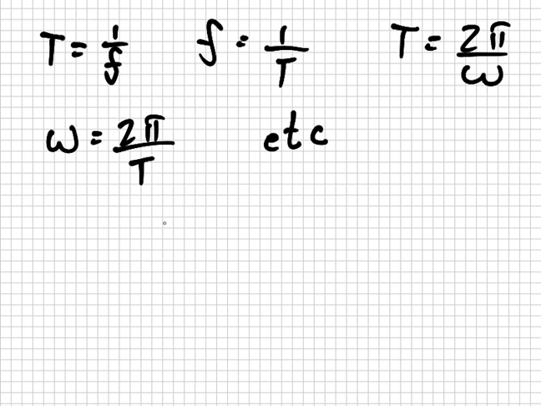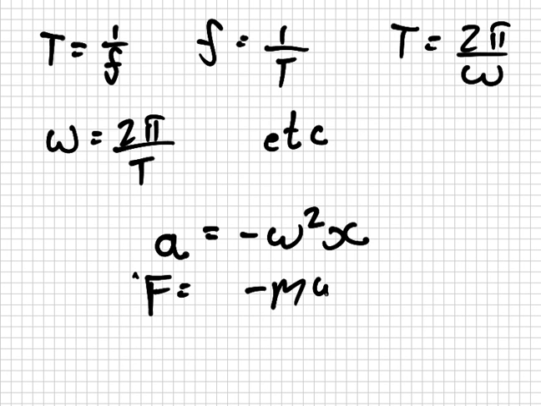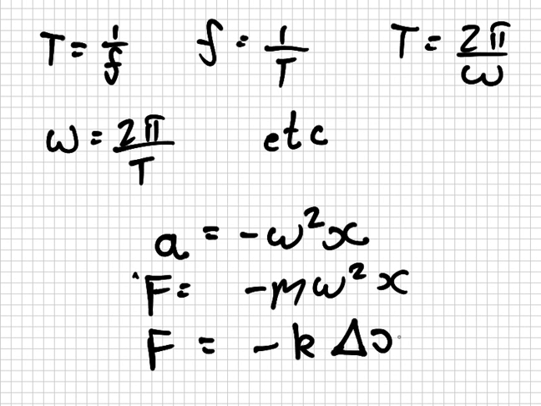We also had acceleration equals minus omega squared x. And then force, so minus m omega squared x. And Hooke's law, F equals minus k delta x, or just kx. I'll write delta x, but x, whatever. The extension length.